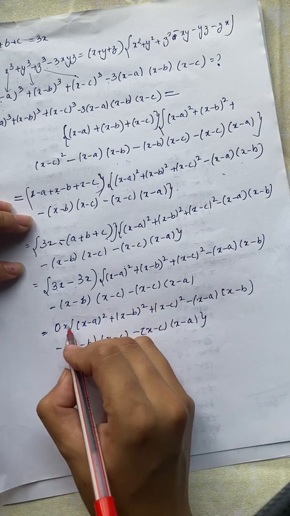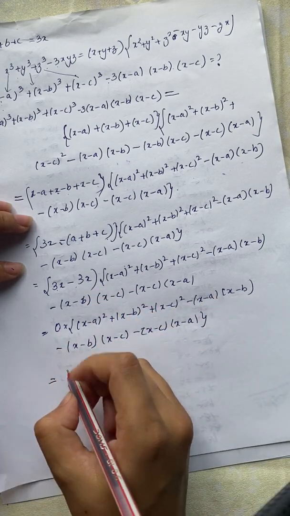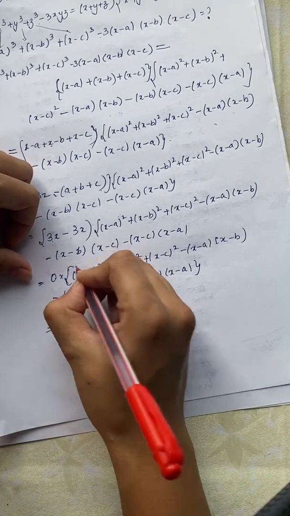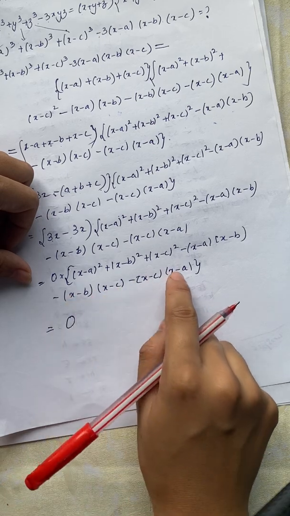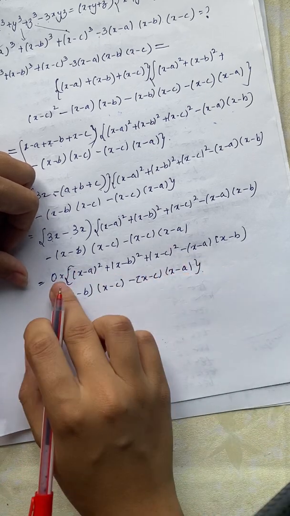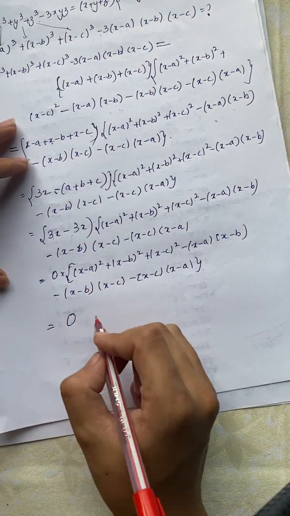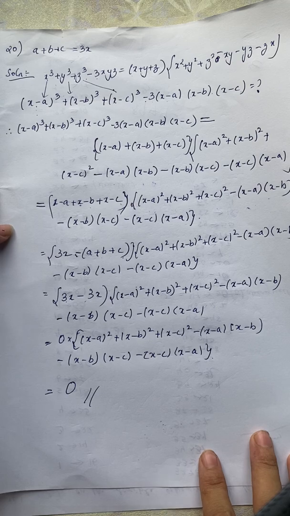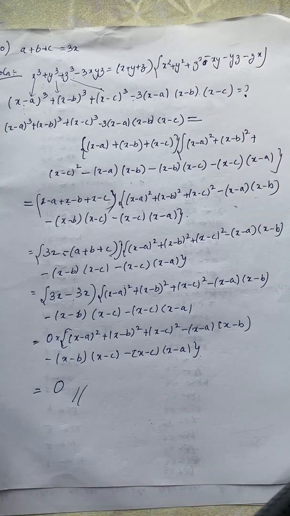Now 0 into anything of this, do not pay attention. 0 into any of this, what will it be? 0. And why is this 0? Because see, this is under one bracket only. All these terms are under one bracket. Which bracket? The curly bracket. So clear with this? So the answer is 0. So this is question number 20. All right, so that finishes our exercise 2.5, and that completes our chapter 2.